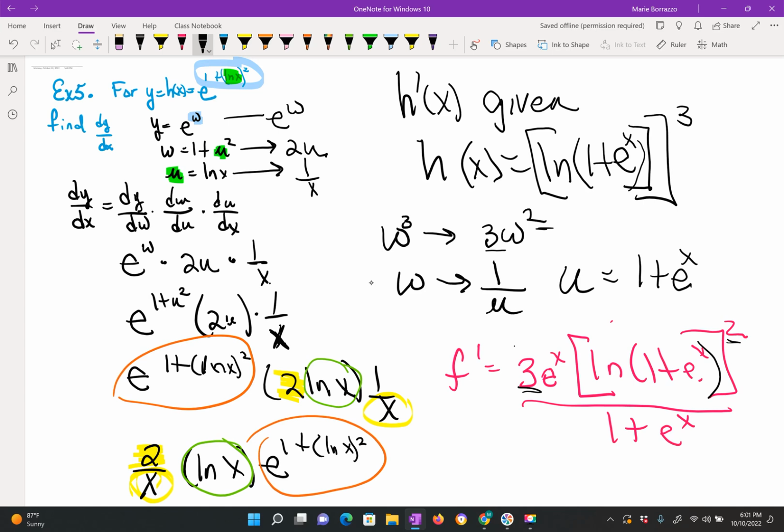So 1 over u, this is where the 1 over 1 plus e to the x comes in. And this is just the original equation, just like we did here. We left it original, 1 plus natural log x. And again, what's the derivative of e to the x? It's e to the x. That's why we have that here again.